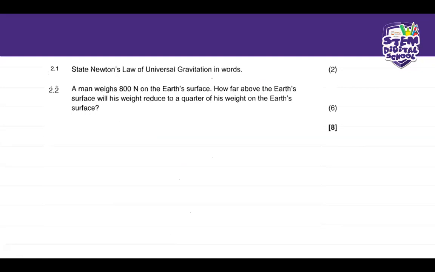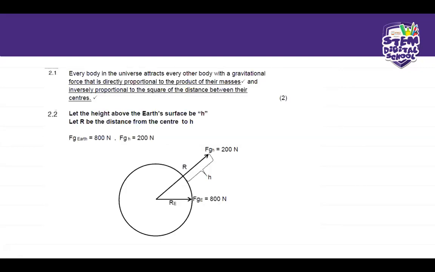It says a man weighs 800 Newton on the Earth's surface. How far above the Earth's surface will his weight reduce to a quarter of his weight on the Earth's surface? So now we start by explaining what we have. It says, let the height above the Earth's surface be h. Let r be the distance from the center to h. So it will be the radius.